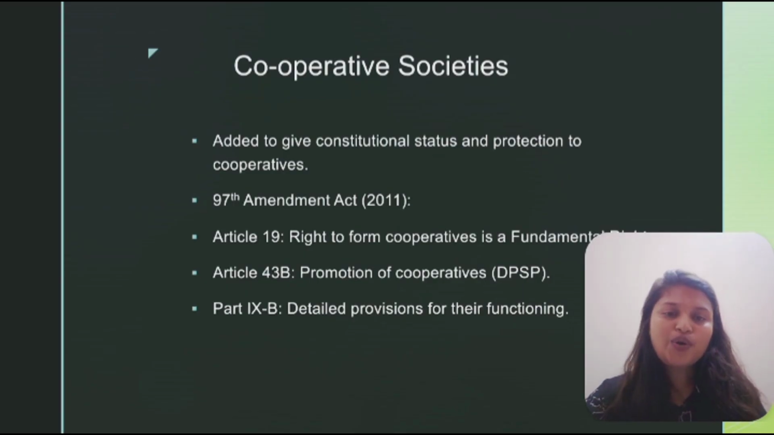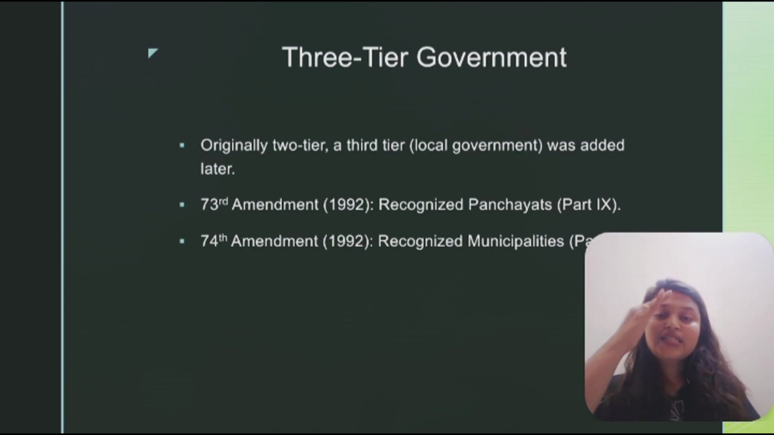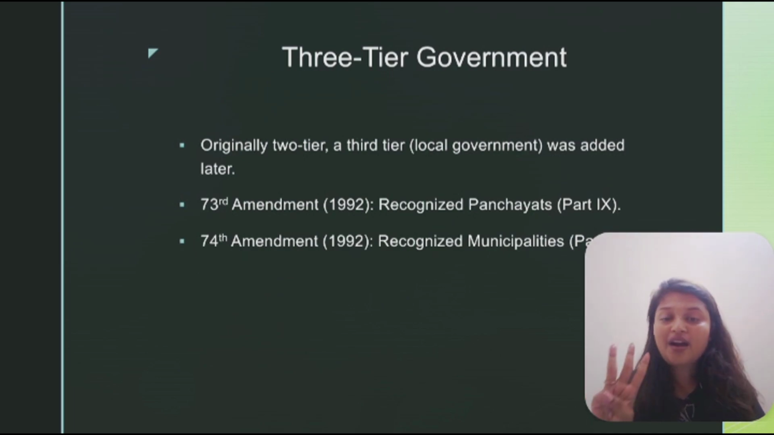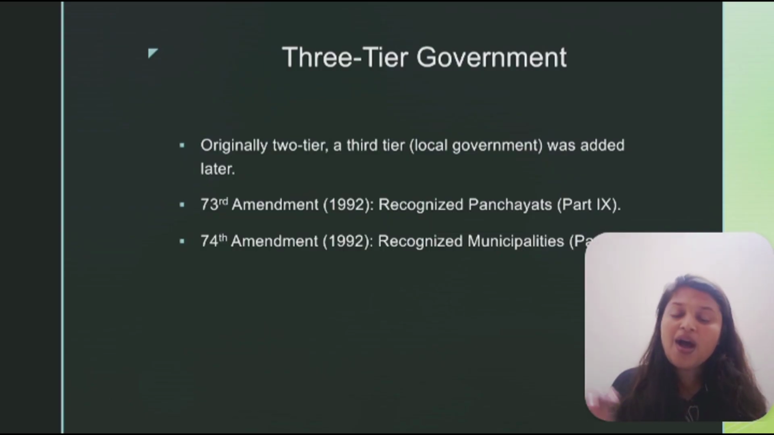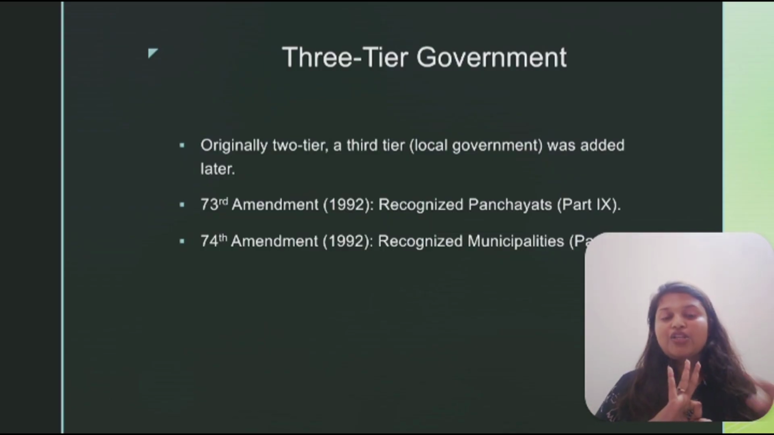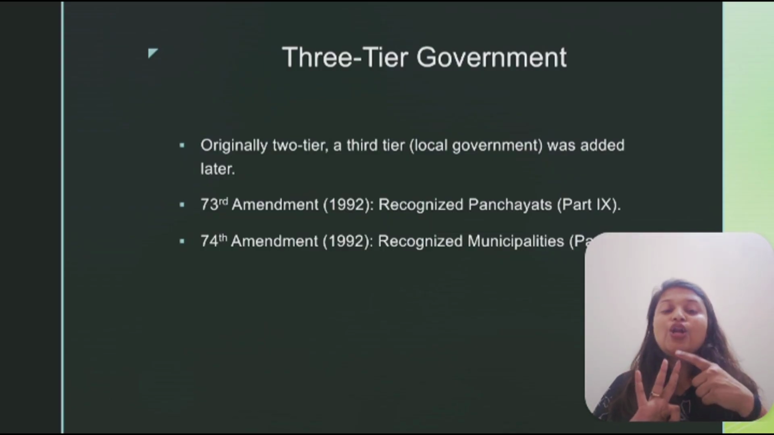Right, so this is one of the salient features of the Constitution, and next is an important feature, the three-tier government that we have in our country. Initially we had only a two-tier government, the union government and the state government, where the Constitution did not mention local governments. But by the 73rd Amendment and 74th Amendment in 1992, panchayats and municipalities were recognized by the Constitution. Thus, the Constitution gives us a three-tier government: union government, state government and local government, right?